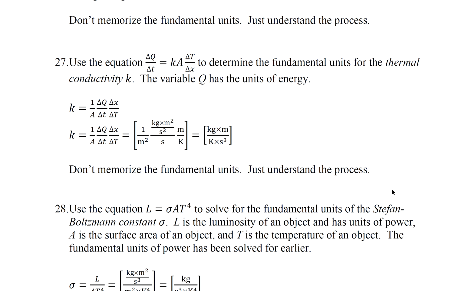Question 27. Use the equation delta Q over delta T equals Ka delta T over delta X to determine the fundamental units for the thermal conductivity K. The variable Q has units of energy. So we have a big T, which is change in temperature, and a little t, which is change in time. So first we solve for K, then we plug in the fundamental units of each variable, and then we get a solution.